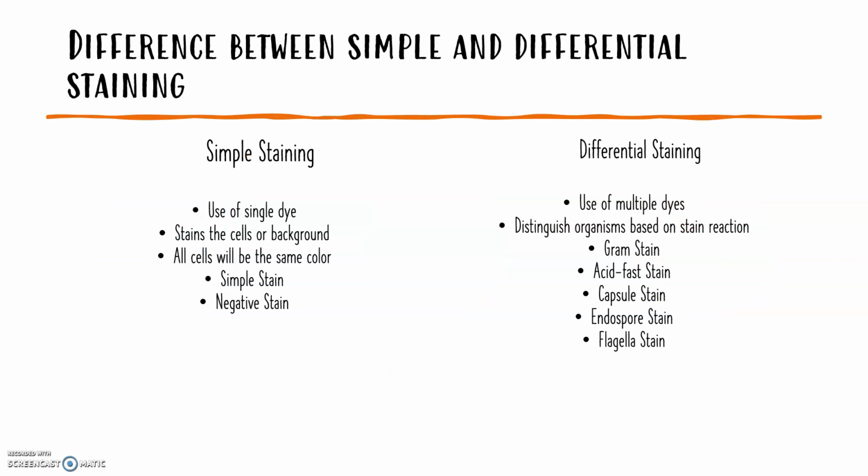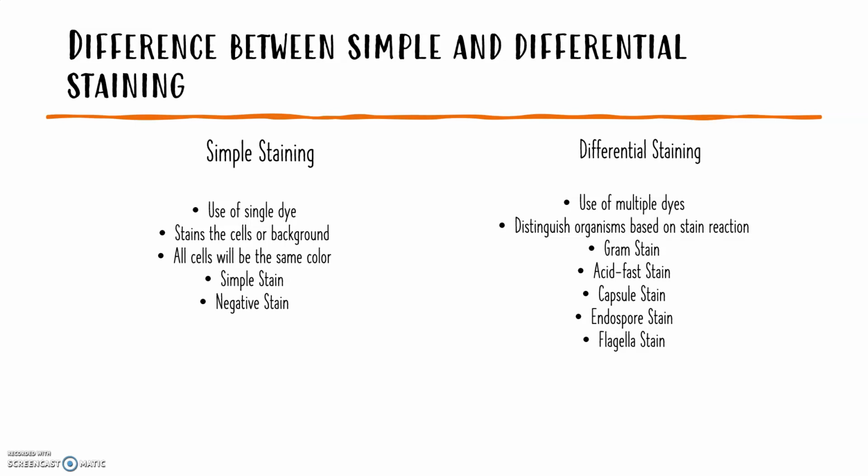Now, the main difference between simple and differential staining is how many dyes are used and what the stains achieve. Simple staining uses only one dye that either stains the cell or the background, which is going to enable their structures and characteristics to really pop out. If just the cell itself is stained, then they will all be the same color regardless of their species. There are two different types of simple staining techniques, which are simple and negative stain.